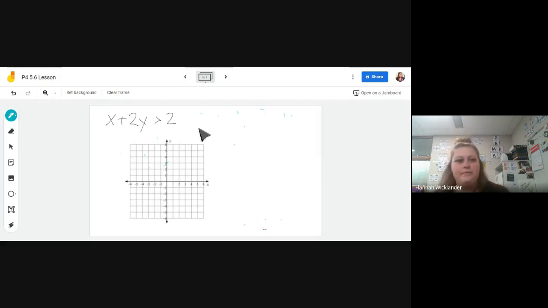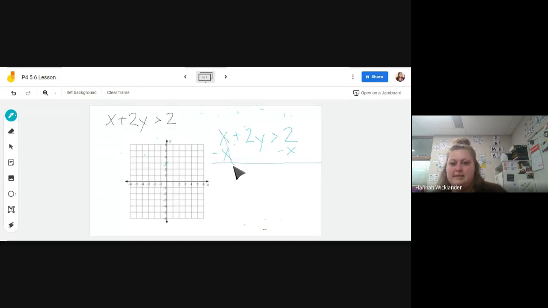There we go. Okay, so here's the example I'm going to do for you guys. I have x plus 2y is greater than 2, and I'm going to make this into slope-intercept form first. So that means y, inequality symbol, slope times x plus my y-intercept. So I'm going to start by moving the x to the other side so that y is by itself.